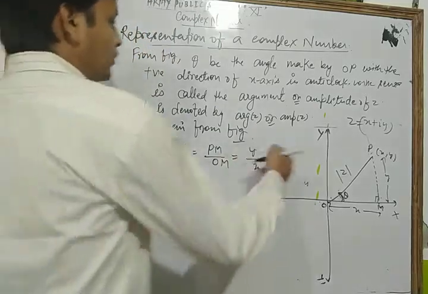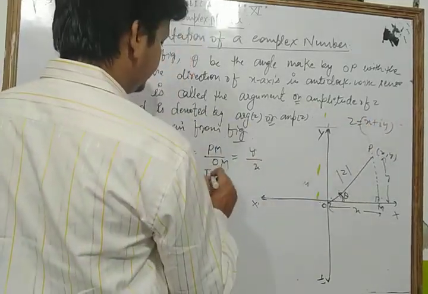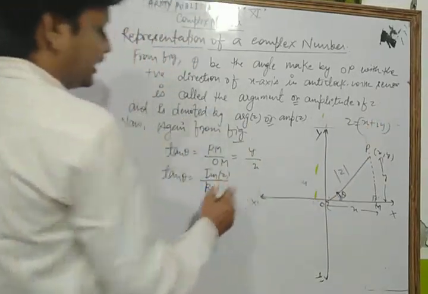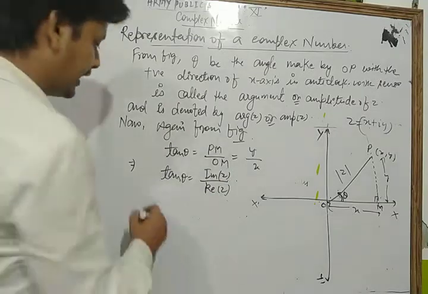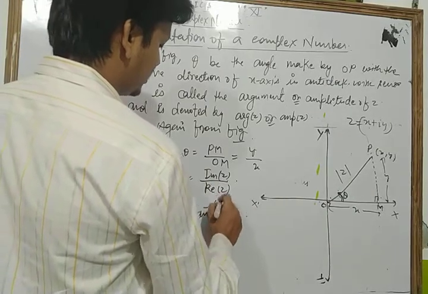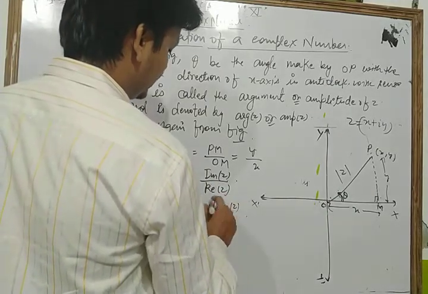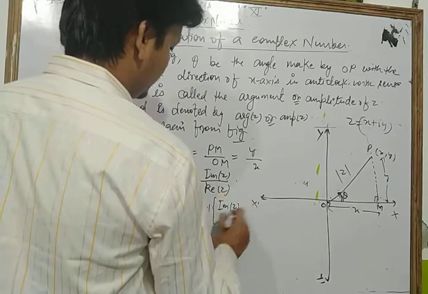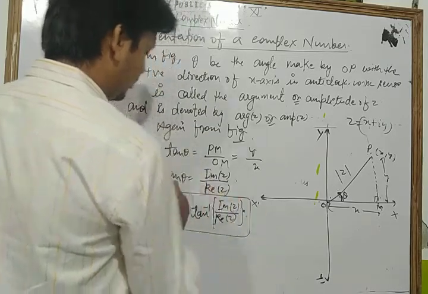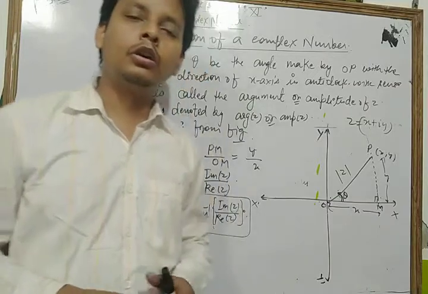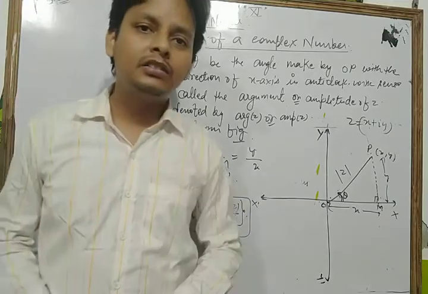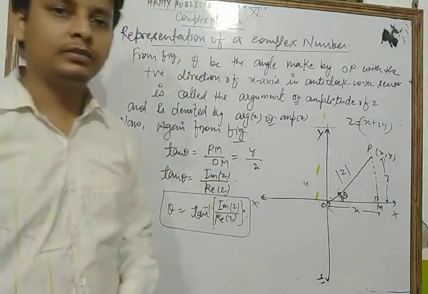So we can write tan theta is equal to imaginary part of z upon real part of z. We also write it in this way: theta is equal to tan inverse of imaginary part of z upon real part of z. So this is the concept of argument or amplitude of any complex number in its Argand plane. This is the concept behind that.